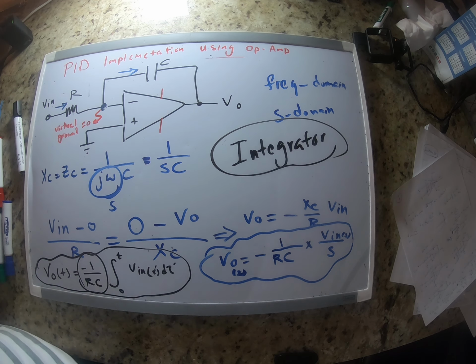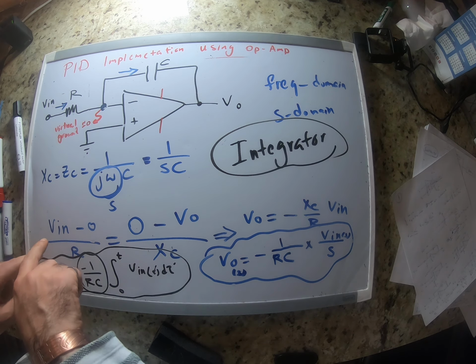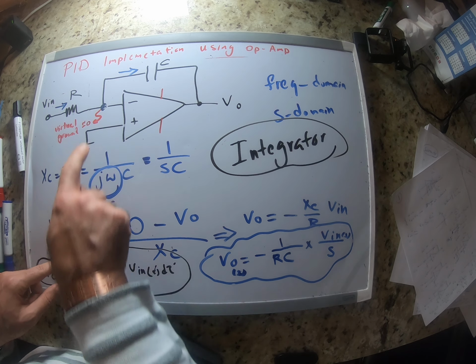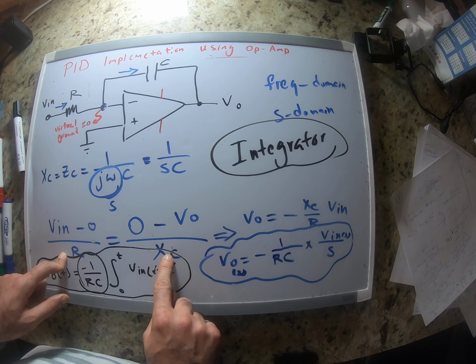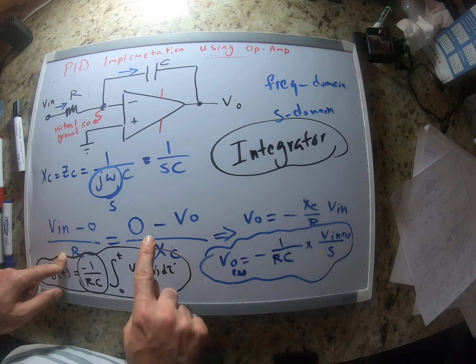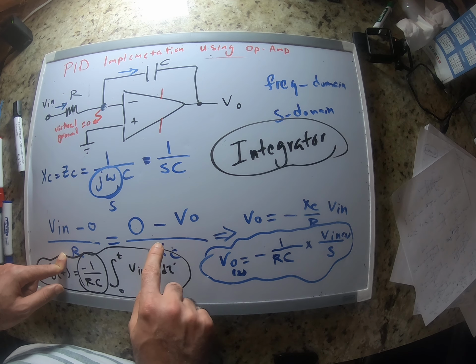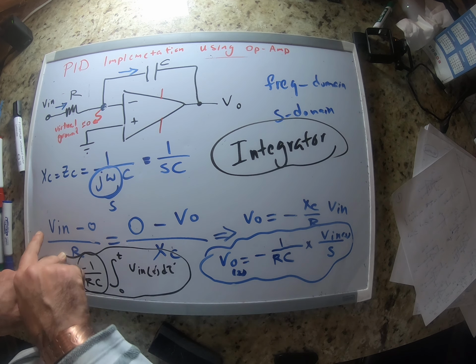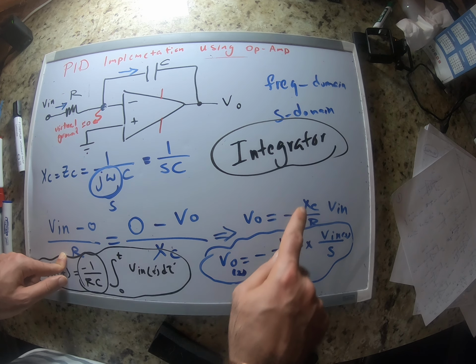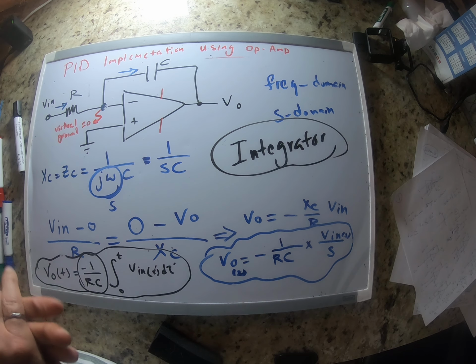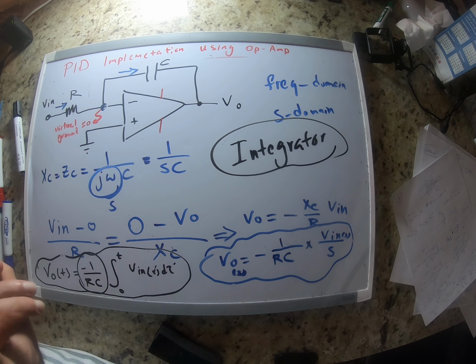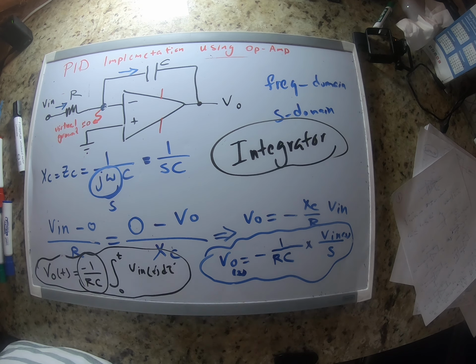Let me double check everything here. Vin minus 0 divided by R, 0 minus VO divided by XC, so VO equals negative 1 over R times XC multiplied by Vin, and XC is 1 over SC. It looks correct. I hope I didn't make any mistakes.